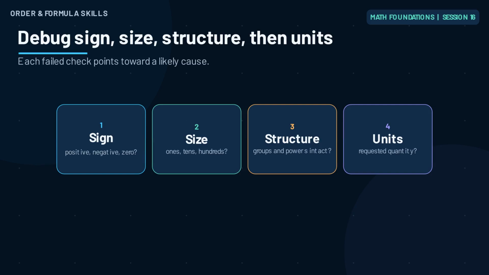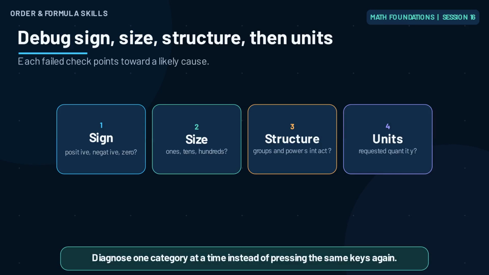A failed check points to a likely cause instead of merely announcing that something feels wrong. Debug one category at a time: sign, size, structure, then units. A deliberate diagnosis is faster than repeatedly pressing the same keys.